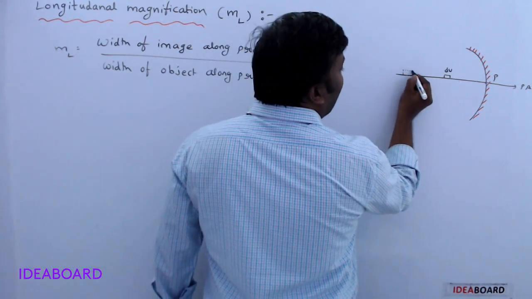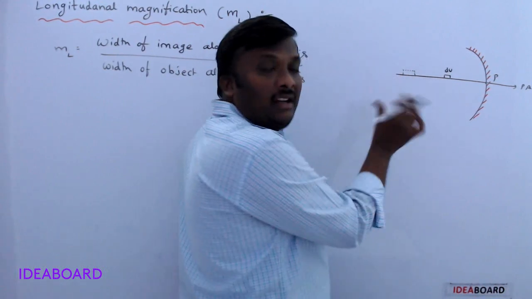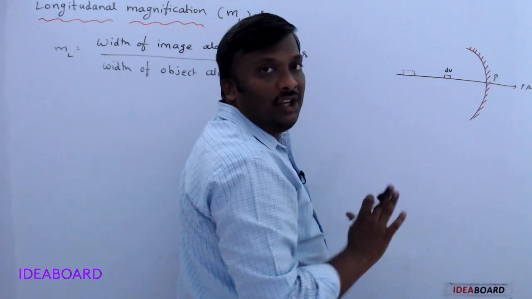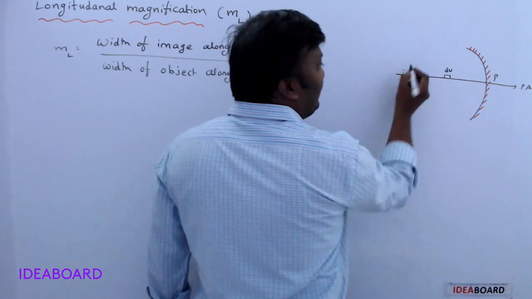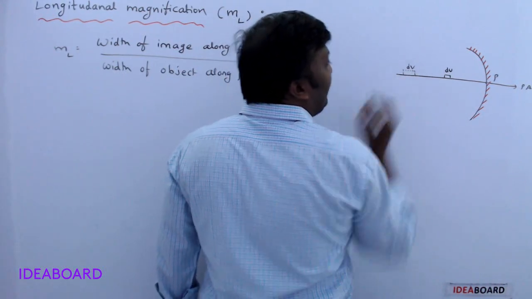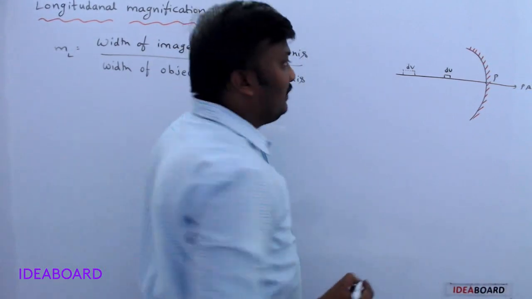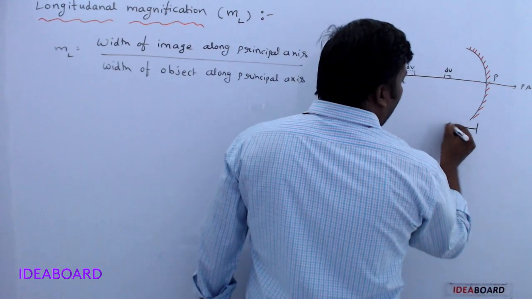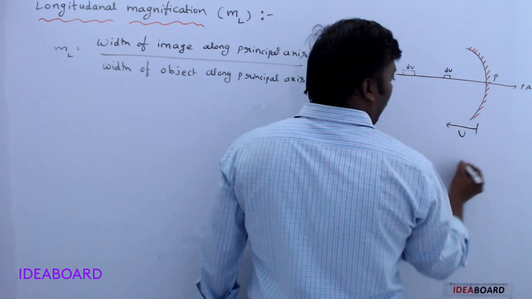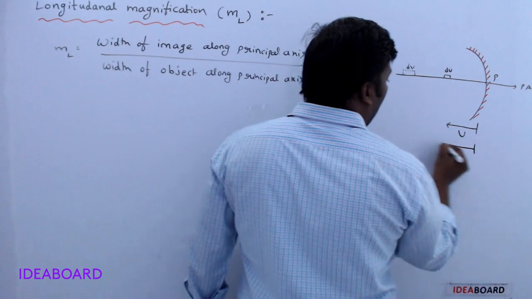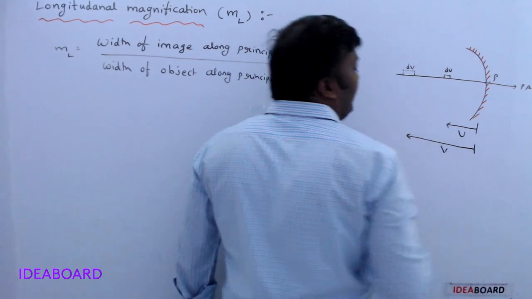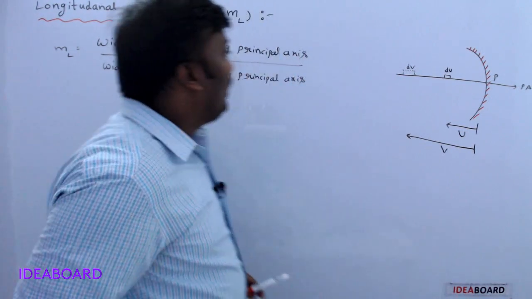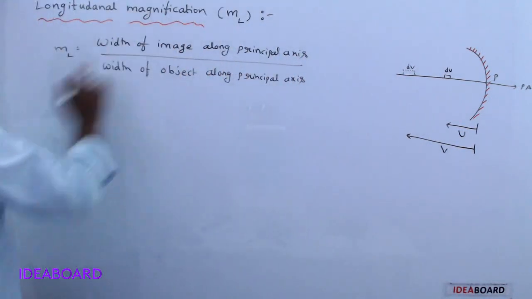The image is like this. Maybe enlarged or diminished; depending on the position of the object, the image will change. Just imagine here, its width is dv. We know from the pole to the object, the distance is u. From the pole to the image, the distance is v. Now, what is the formula for ML?